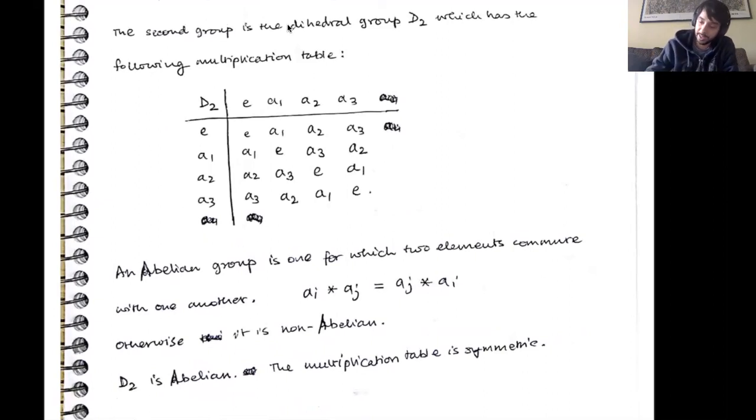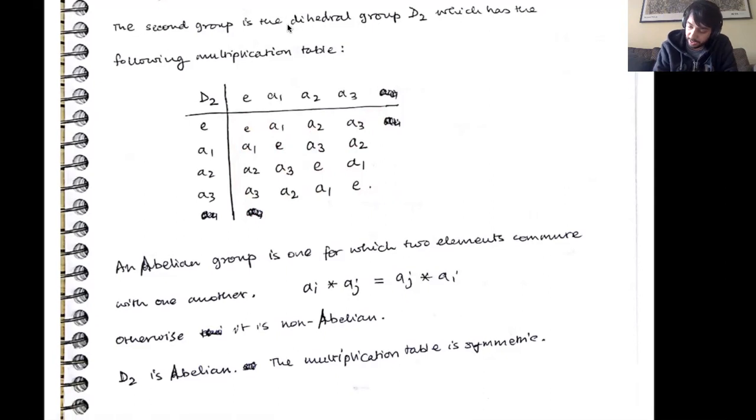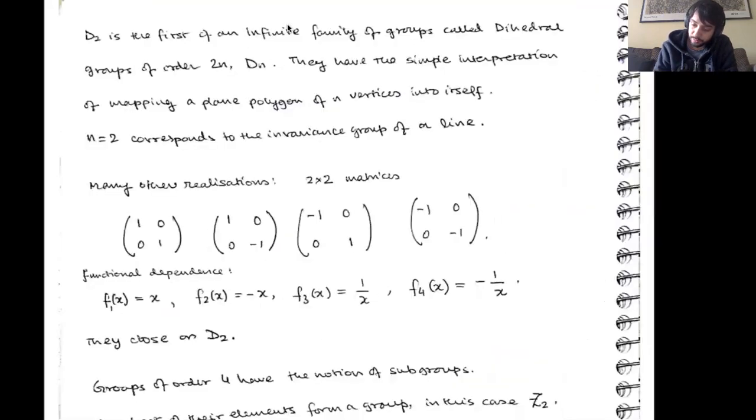One way to notice that is to take this and draw a line through the center and, if you think of this as a matrix, see whether it's symmetric or not. So you see it is. So A1, A1, A2, A2, A3, A3, A3, A3, A2, A2, A1, A1. So that's fine. So D2 is an abelian group.